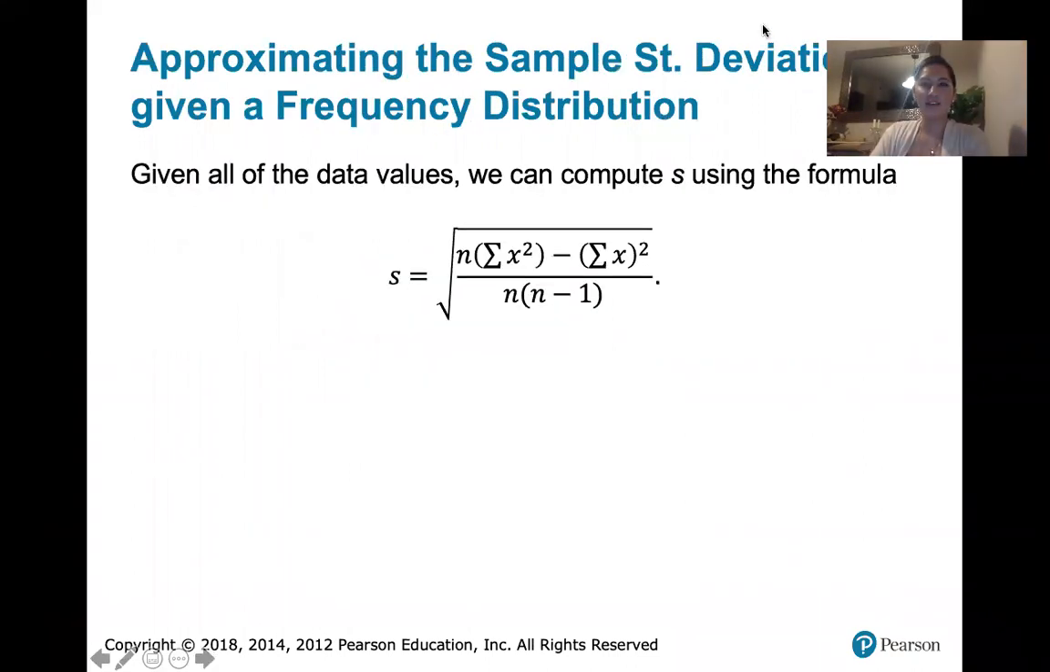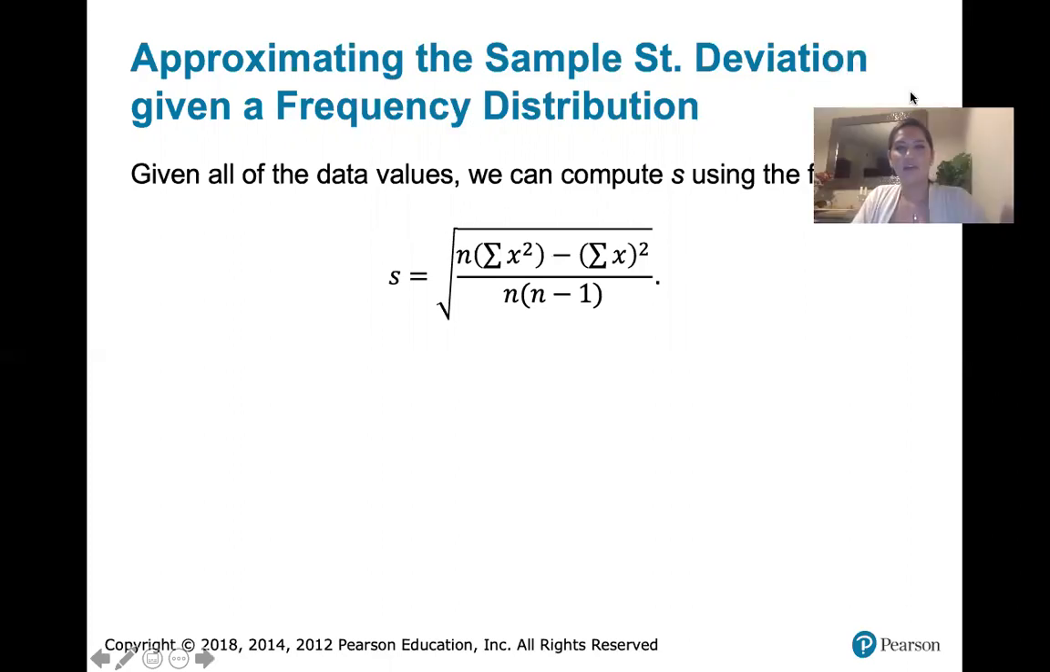Okay, now in this slide, I'm just showing you some formulas. You have a homework problem where you do this, and I have made a video demonstrating how to do this for a particular homework problem. But I just wanted to put this in the slides so that you know what's coming. Sometimes, rather than giving you the data set, they give you a summary of the data in the form of a frequency table, which is the same as a frequency distribution. And what we'd like to do is approximate the sample standard deviation given the frequency distribution.